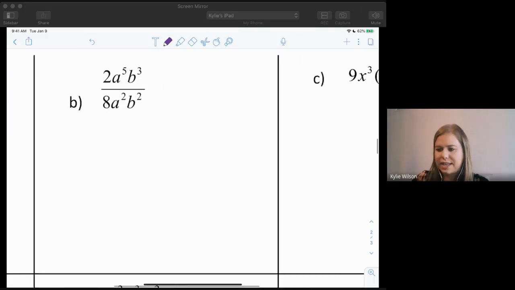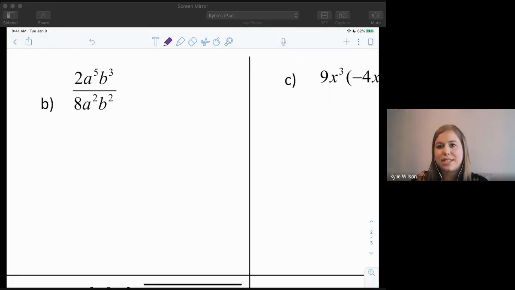For our next example here, we have 2a to the power of 5, b to the power of 3, all over 8a to the power of 2, b to the power of 2. So first thing we do is we look at our coefficients. So we start by dividing or reducing a fraction. Because I have 2 over 8, I can reduce this fraction to 1 over 4, like this. Now I look at my exponents. So I have a to the power of 5 over a to the power of 2. So I keep my base and I subtract my exponents.